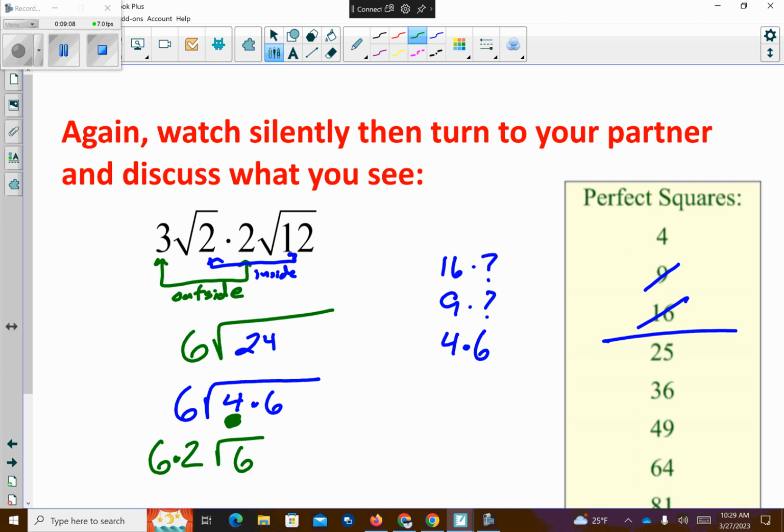And then you can combine. So 6 times 2 is 12. So you got 12 square root 6. So again, that is the exact answer.